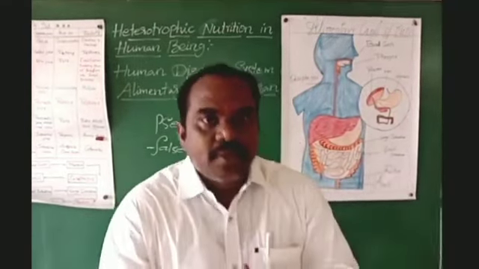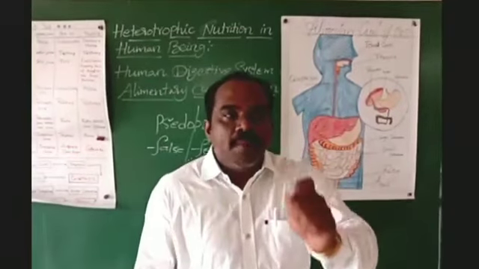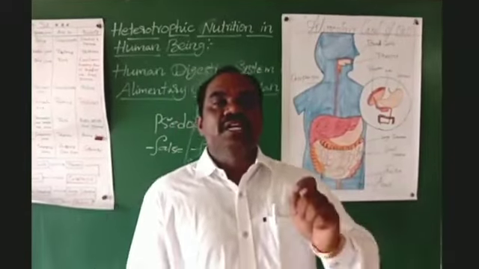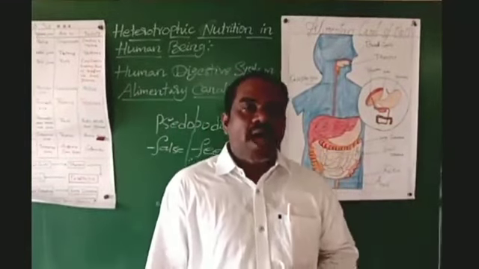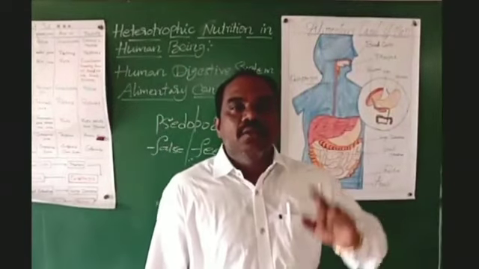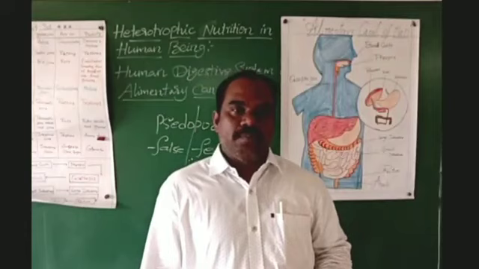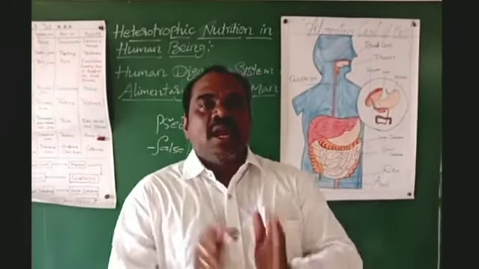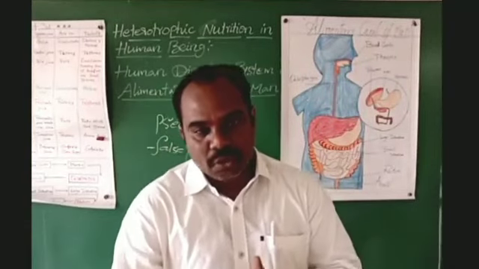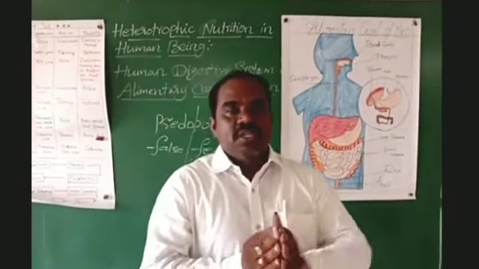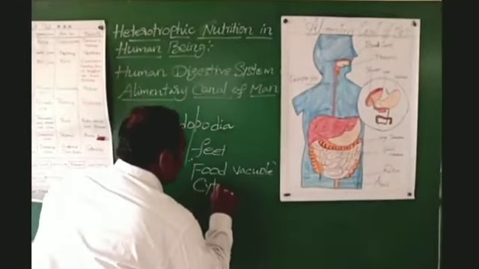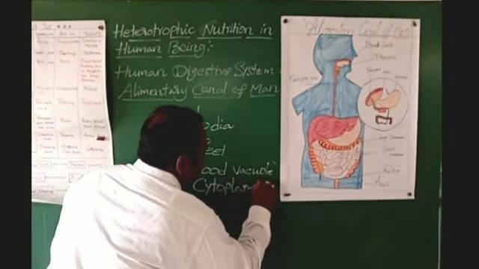Once again I repeat, my dear students, amoeba obtains nutrients through finger-like structures called pseudopodia, and these food materials enter the amoeba body through the food vacuole. Complex molecules are converted into simple molecules, and these simple molecules enter the cytoplasm of the cell.